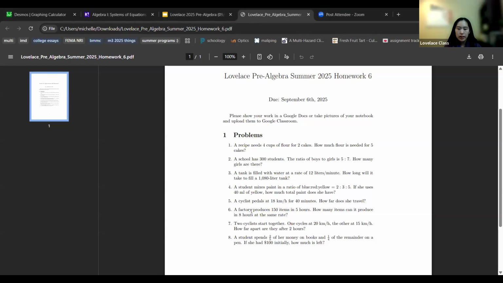For 6, a factory produces 150 items in 5 hours. How many items can it produce in 8 hours at the same rate? This is just 150 over 5 equals x over 8, and if you solve for x it should be 240, because 150 over 5 is just 30, and 30 times 8 is 240.